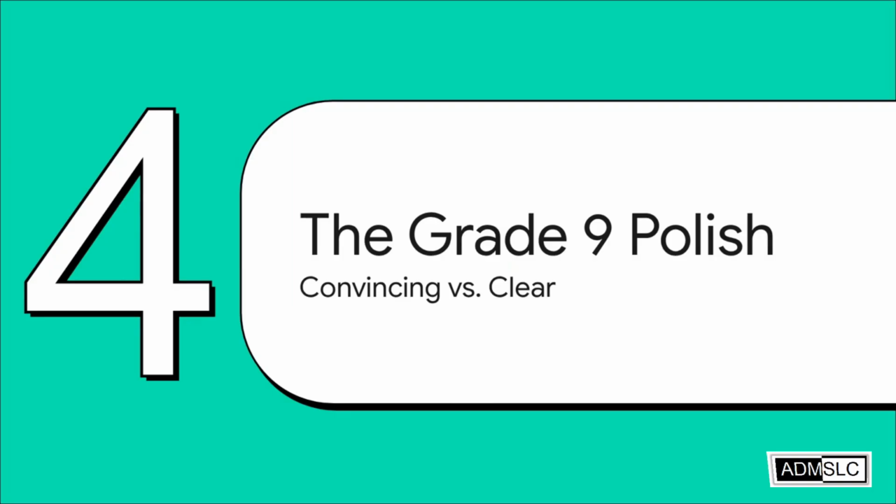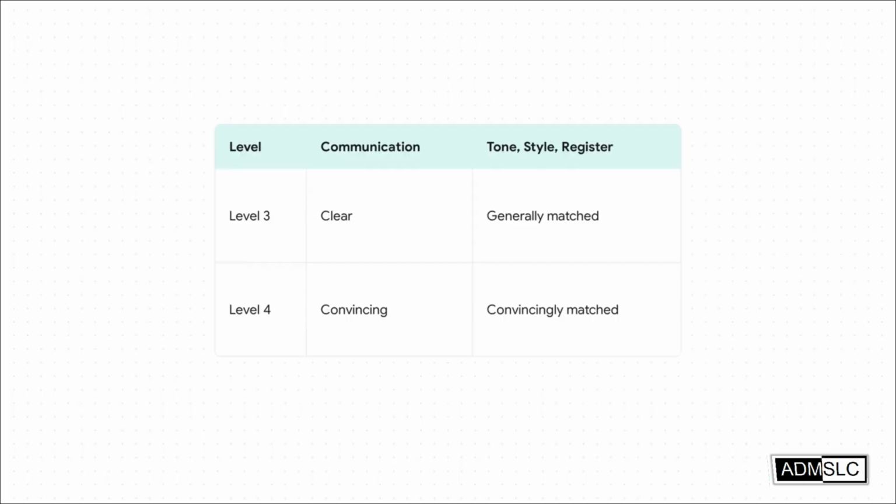Okay, so you've nailed the form, you've nailed the audience. Now for the fun part: how do you add that grade 9 polish? How do we get your writing from just clear to convincing and assured? Let's get into the specifics. This table is taken straight from the mark scheme, and the language shift is everything. Level 3 says your tone, style, and register are generally matched, but to get to level 4, they have to be convincingly matched. Your communication moves from being clear to being convincing. That word, convincing, is the whole game. It means your choices feel deliberate, sophisticated, and you keep it up through the entire piece.